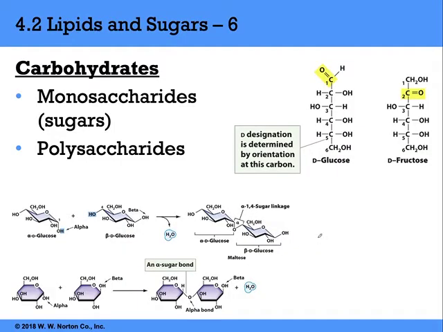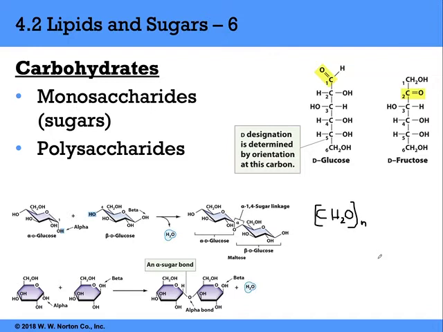Now, carbohydrate is a little bit different. Carbohydrates always have the chemical formula (CH2O)n, where the little n represents the number of carbons in the molecule. So if I have, for instance, a 6-carbon carbohydrate, the formula would be C6H12O6.